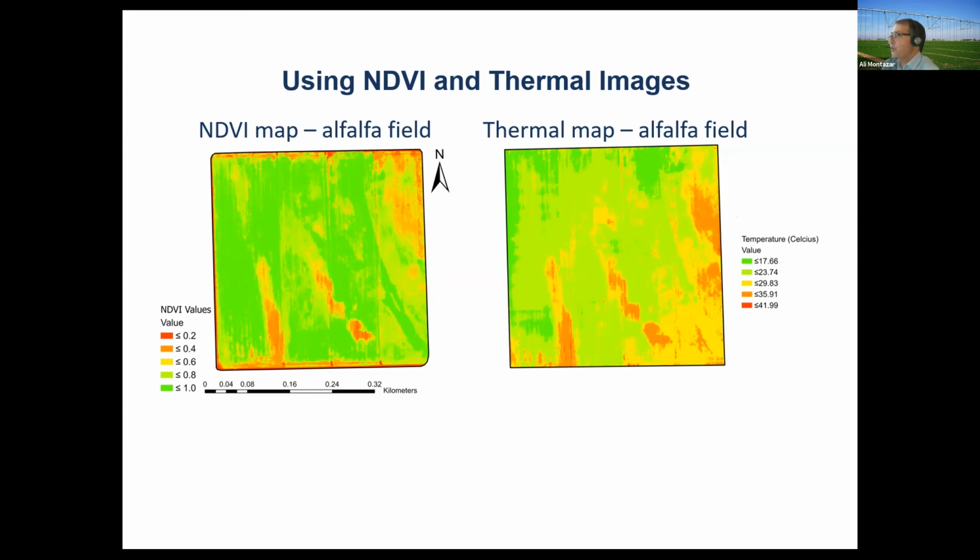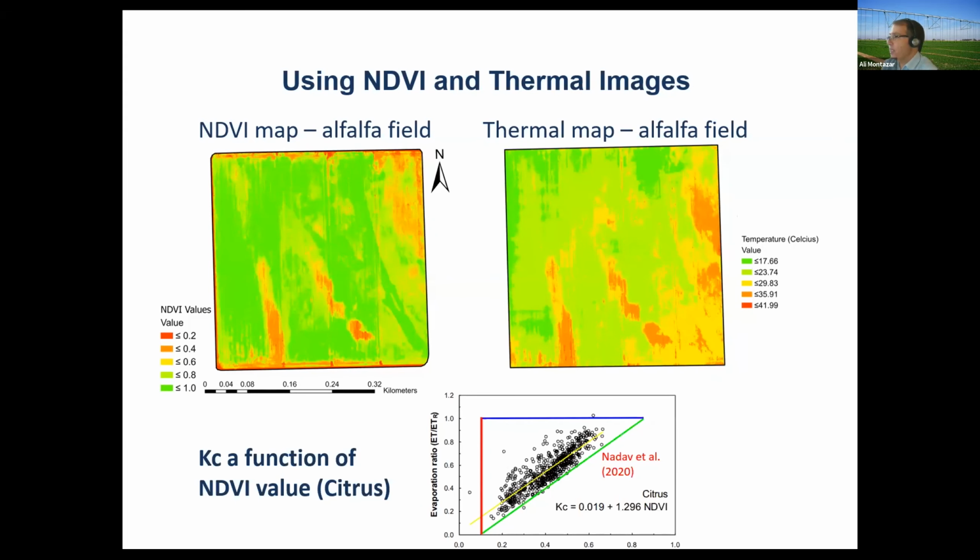So the concept is, when we have higher canopy temperature, we might have some water stress on that part of the field. Another project's result is very interesting. In this, the researcher developed a linear equation between KC value and NDVI, and easily we can take some images and have NDVI, and from this equation we can calculate the KC value of the citrus orchard, and then calculate the ET.